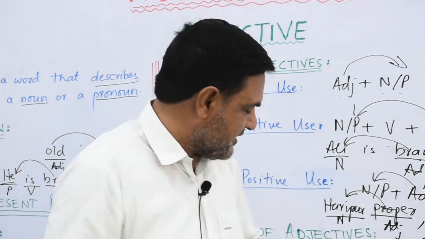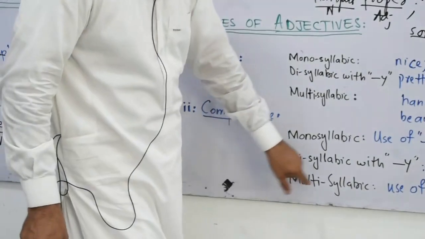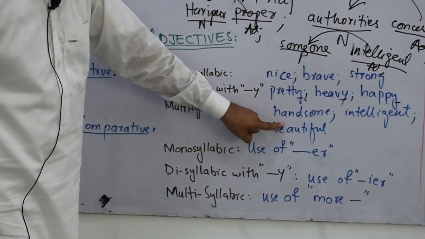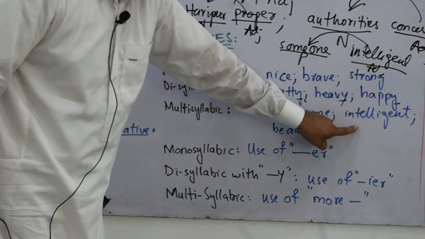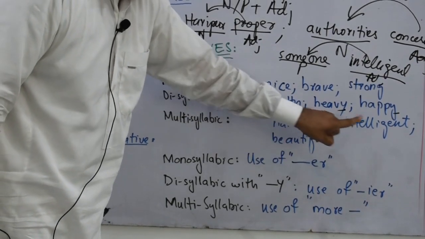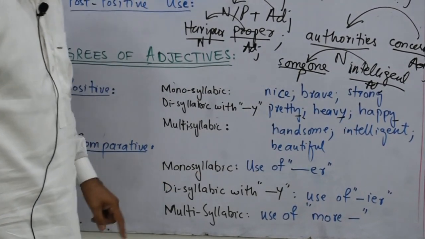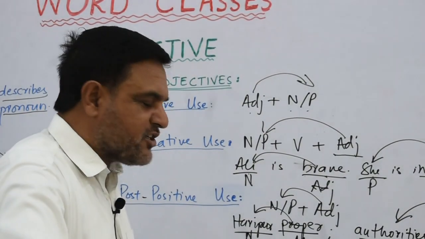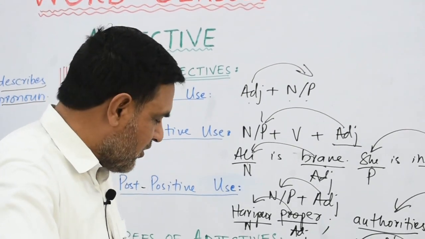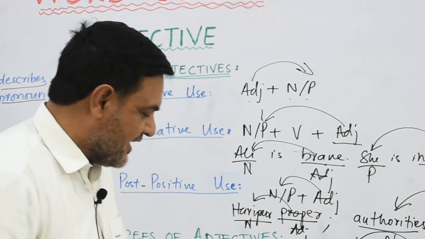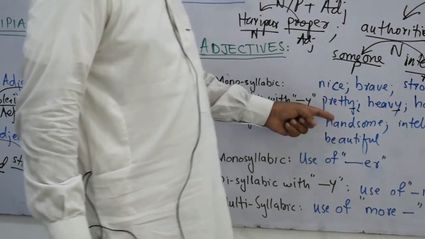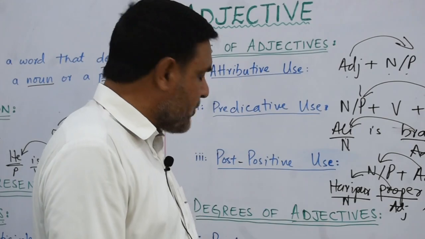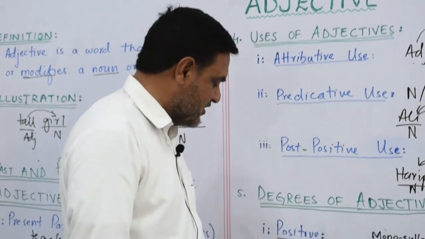And then multisyllabic, only use of more. More handsome, more intelligent, more beautiful. Not handsomer, or intelligenter, or beautifuler. No, not like that. Only a use of more before them. I hope you are getting my point. I'm just running through my lecture, hurrying through my lecture.